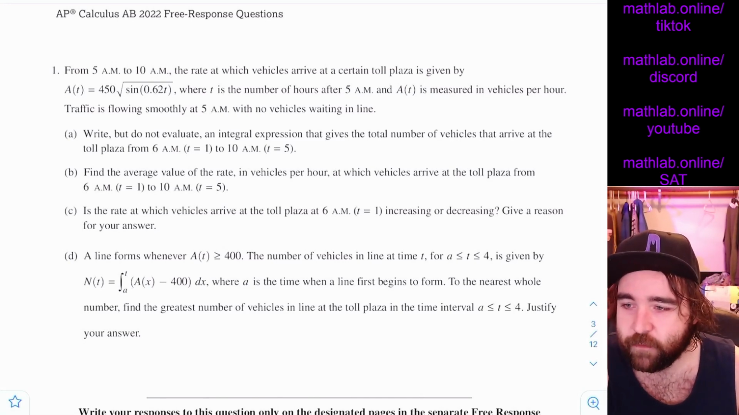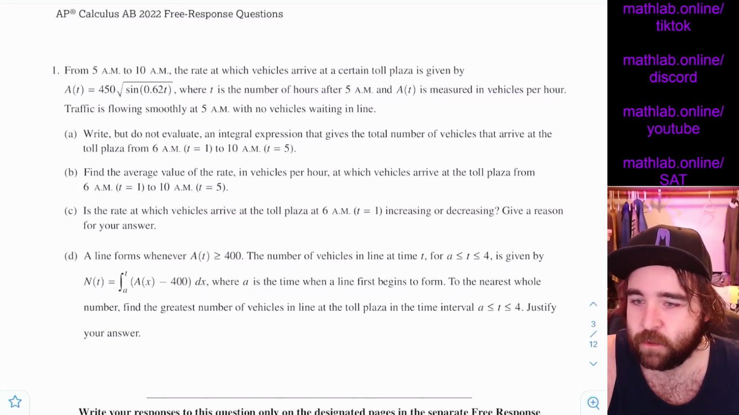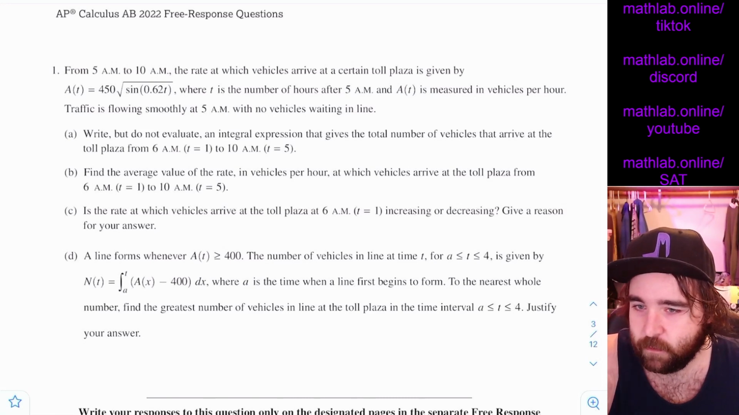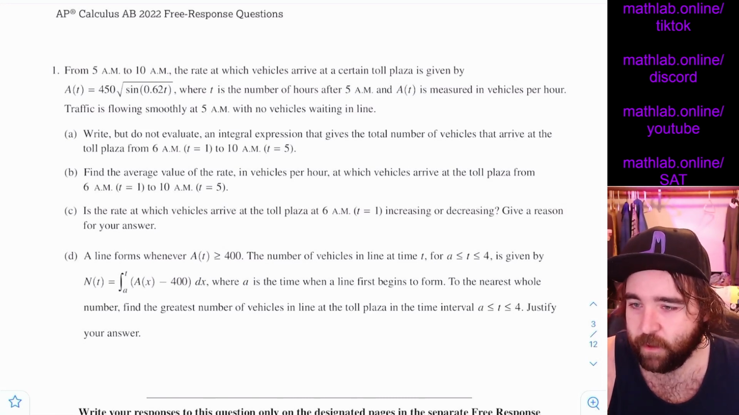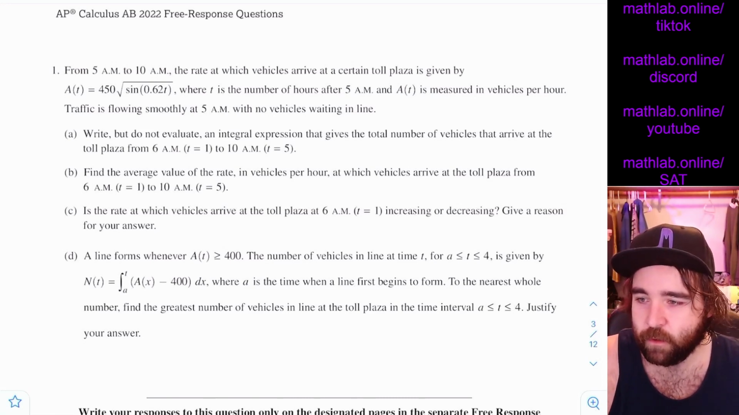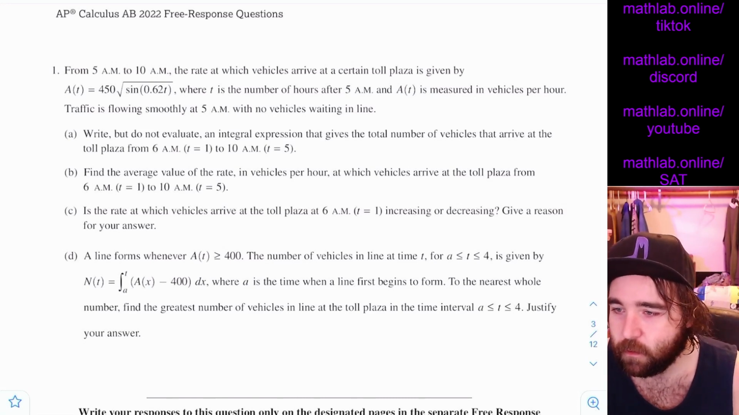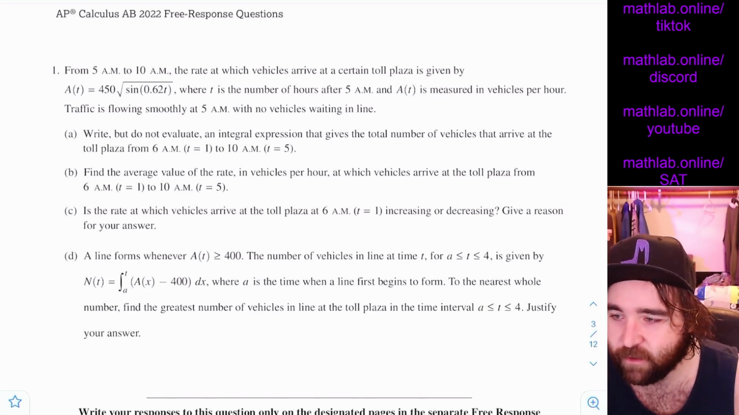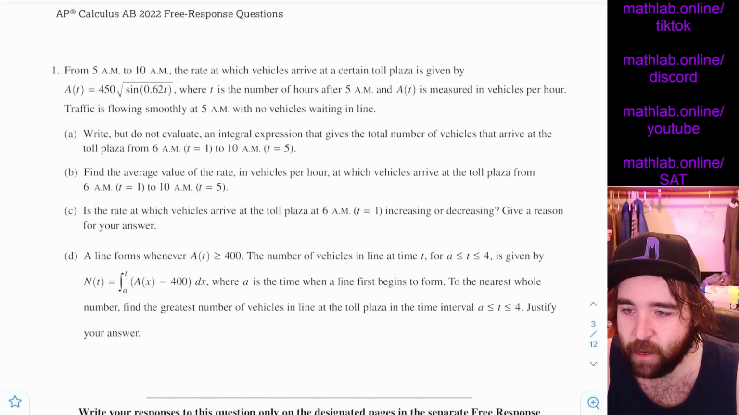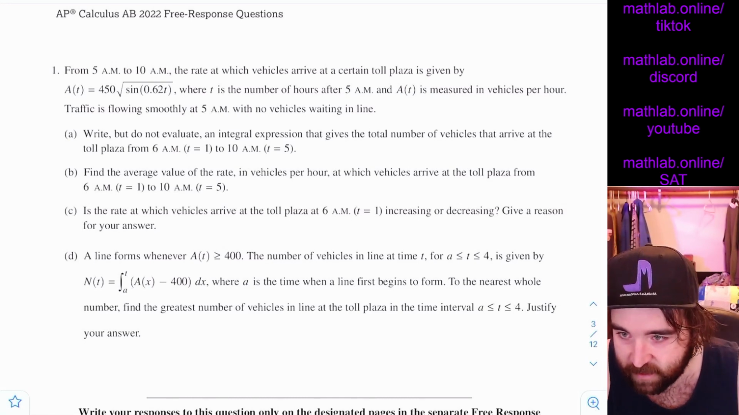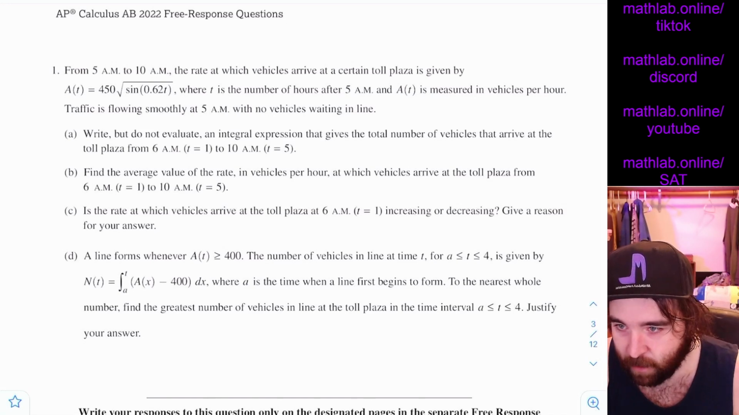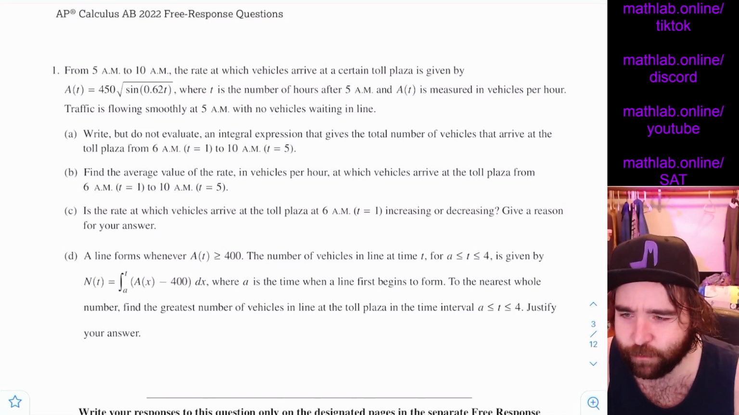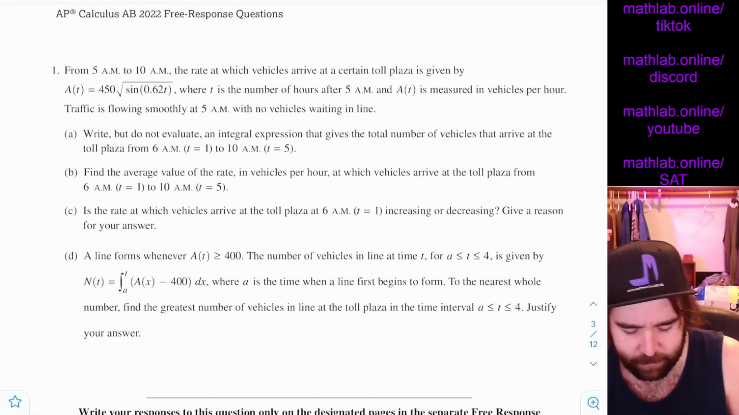Number 1, from 5 a.m. to 10 a.m., the rate at which vehicles arrived at a certain toll plaza. Oh, I've done this question. I think I've seen it before in the College Board online stuff. Anyway, write but do not evaluate an integral expression that gives the total number of vehicles that arrive at the toll plaza from 6 a.m. to 10 a.m. And they even tell you that's t equals 1 and t equals 5. That was nice of them.